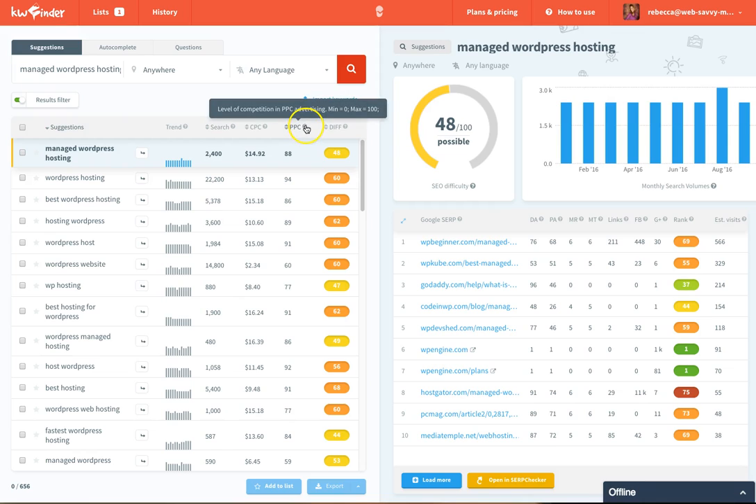So the next we have pay-per-click difficulty. Again, I really don't care because my world is not pay-per-click. My world is organic SEO.